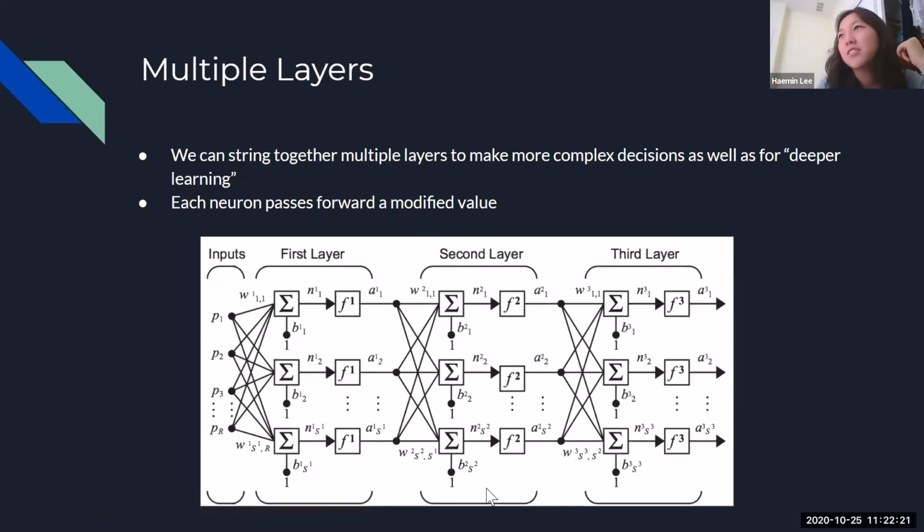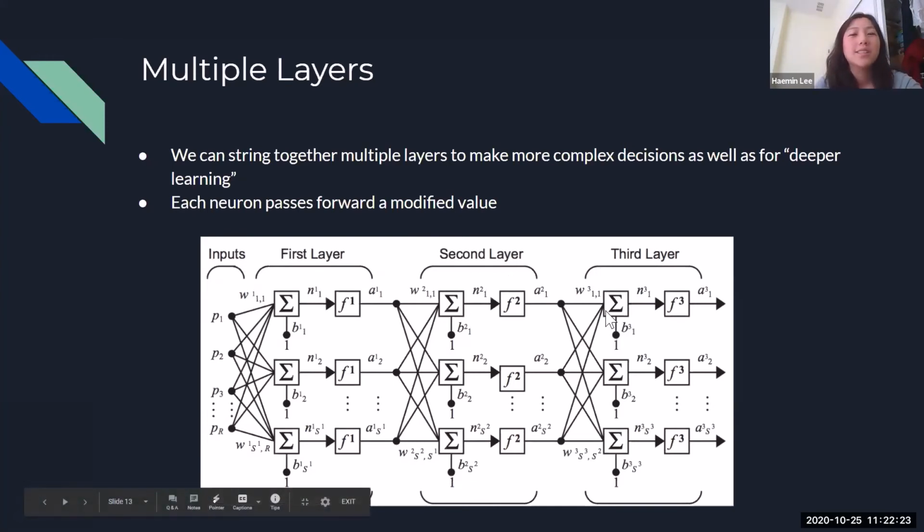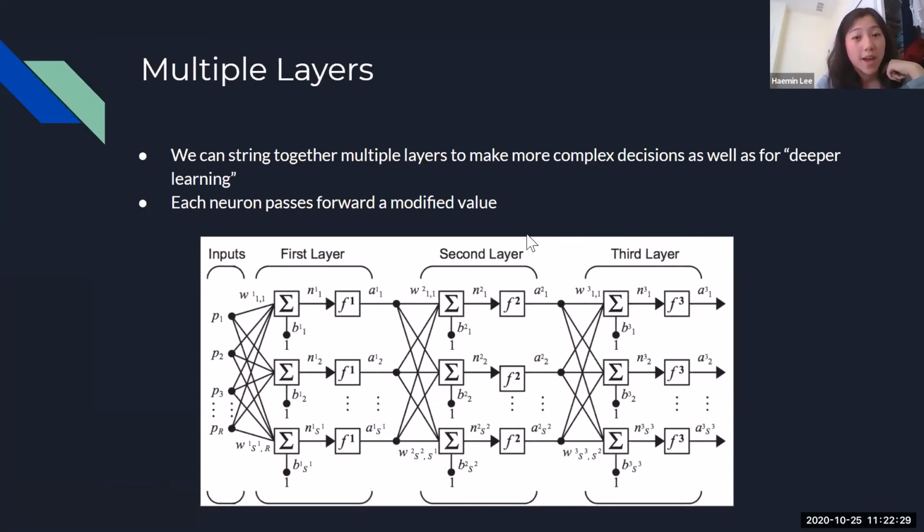And I'm sure for those people who've taken 170 or 270, you will know that the number of calculations that have to be done is extremely massive, which is why the activation function, among other factors, is important to consider.